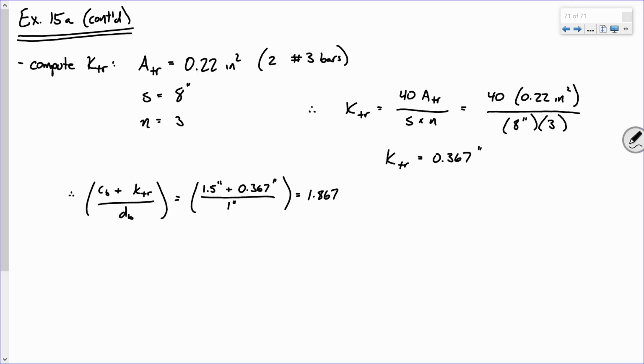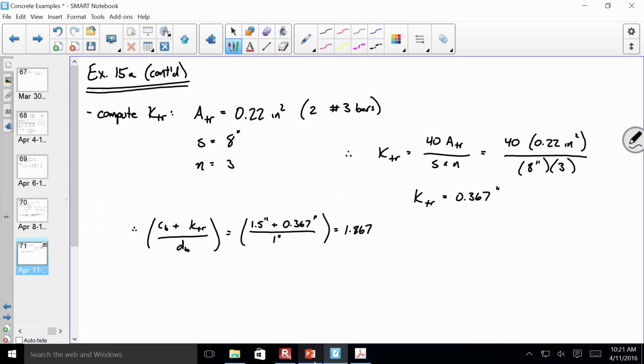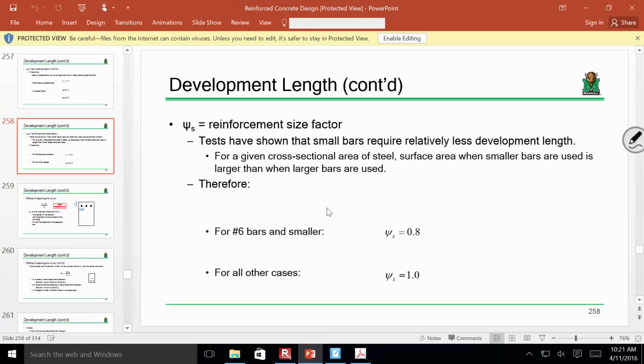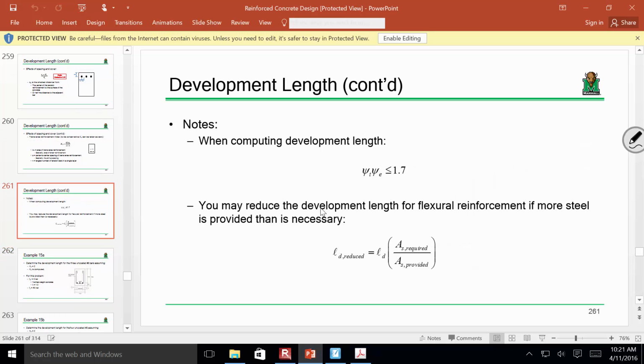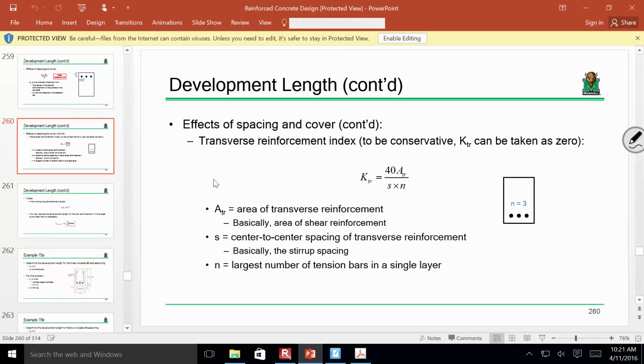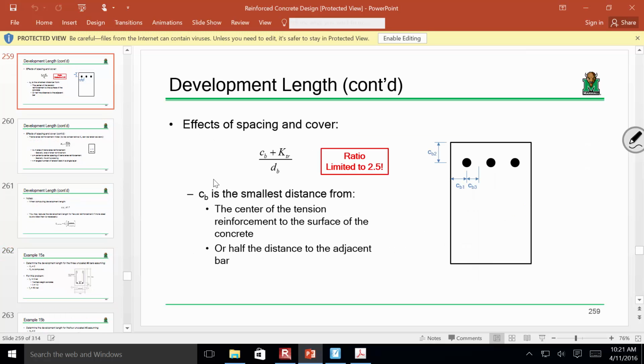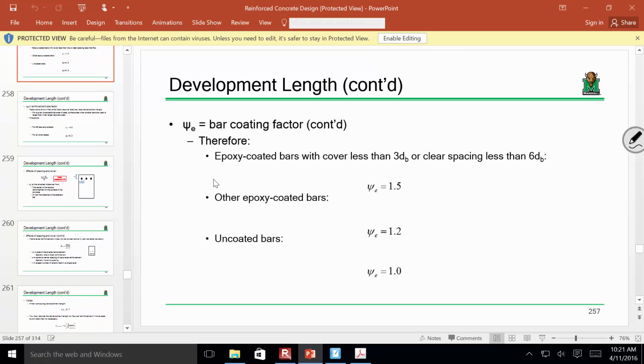Is that an acceptable value for use? Why? It's below 2.5. That's good. Remember? Hold on. Yeah, I see what you're saying. You were thinking of that. Now remember, this ratio is limited to 2.5. Okay. Sound good? All right.